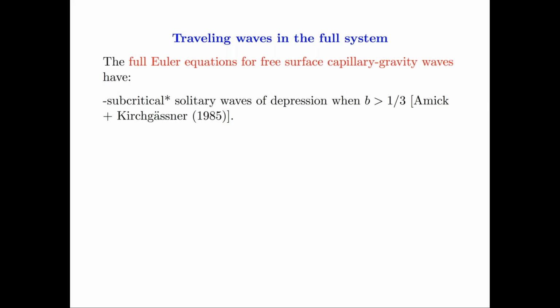And these waves are subcritical. Subcritical just means that they go slower than what is sometimes called the critical speed, which when non-dimensionalized is 1, but in units is the square root of g times d, where g is the acceleration due to gravity and d is the depth of the fluid. Okay? So they're sort of slow waves of depression, right? And that's if you have a lot of surface tension.